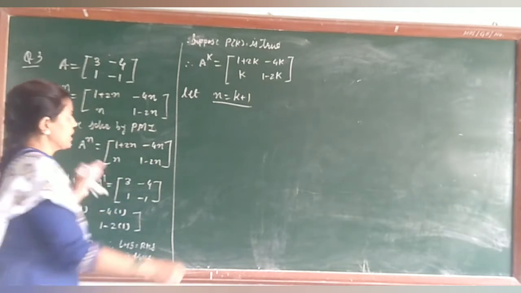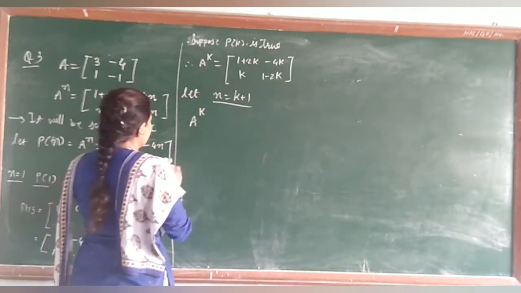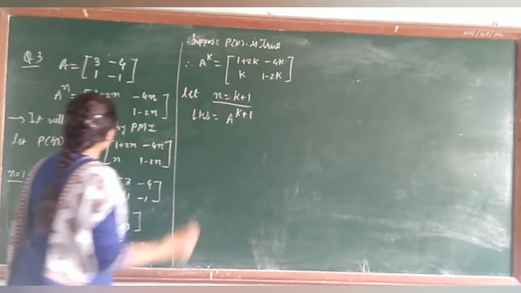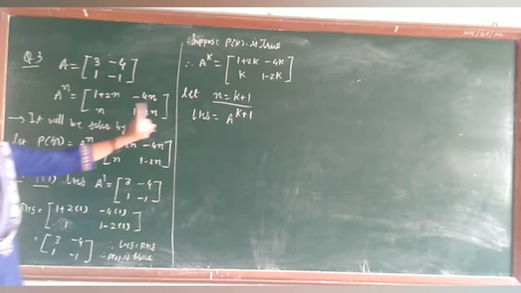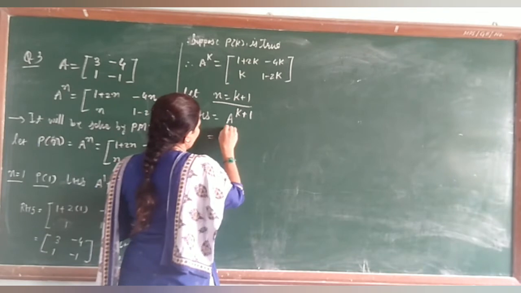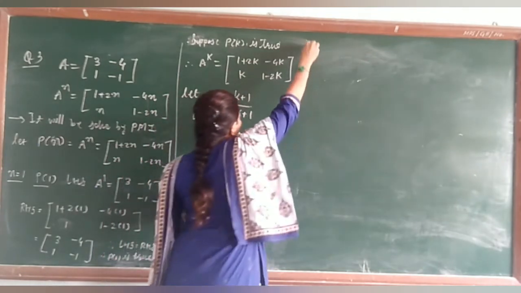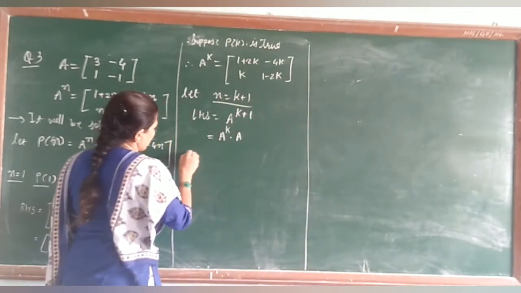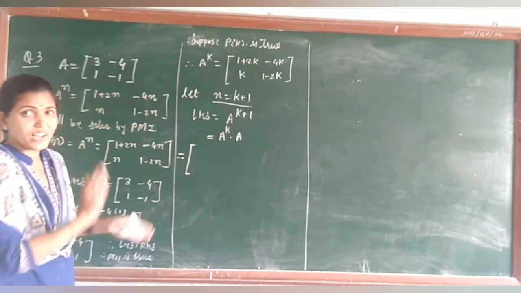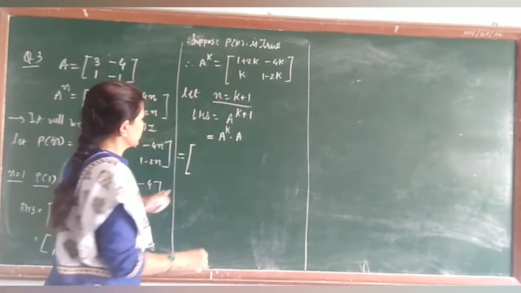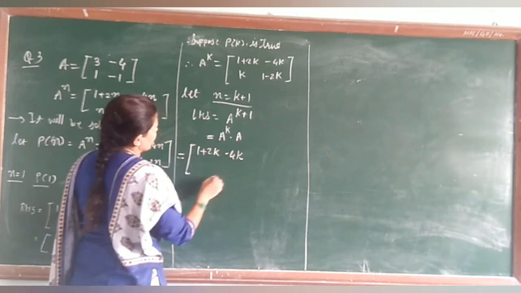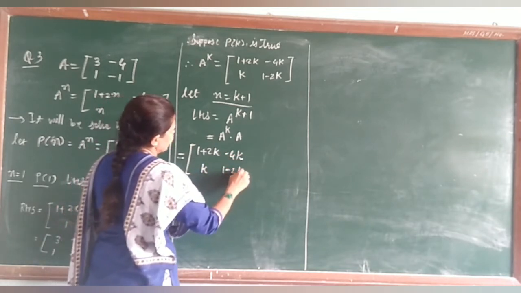Since we are going to prove for k plus 1, we take the LHS. What is our LHS? A raised to k plus 1. So how can we write this? A raised to k into A. So what is your A raised to k? I am starting from here students because the calculation will be a little lengthy. A raised to k is [1 + 2k, -4k; k, 1 - 2k].